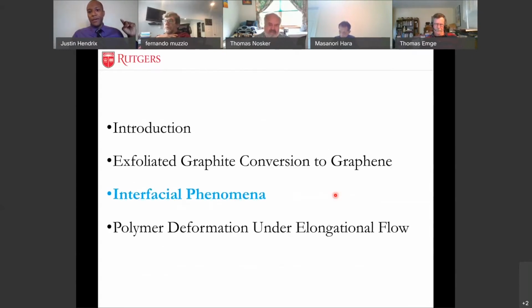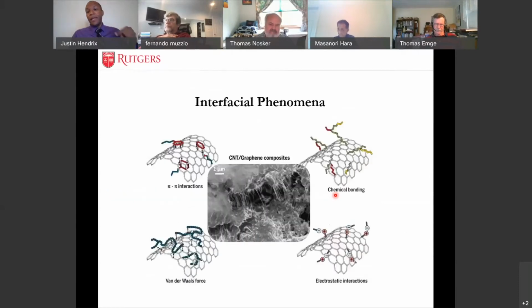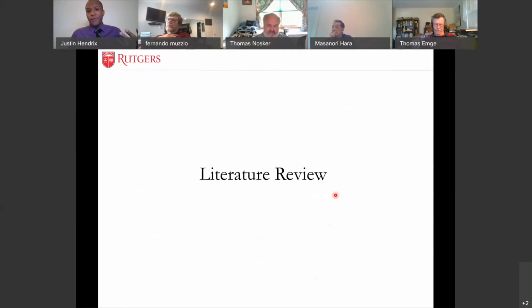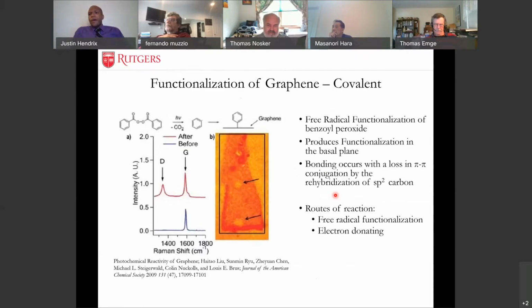So here we go. We talk about the interfacial phenomenon, and we look at an allotrope of carbon, where you see some of the bonding characteristics that would typically happen on a graphene sheet. This is CNT, but the structure is the same, so the type of bonding would ultimately be the same. There's a literature review. Now, covalent functionalization of graphene: we look at what we'd actually expect from the Raman work.